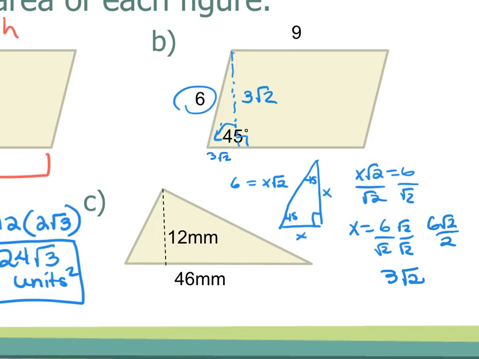Remember, opposite sides in a parallelogram are congruent. So the base here, if you want to think of a parallelogram sitting on its base, it's 9. So area equals base times height.